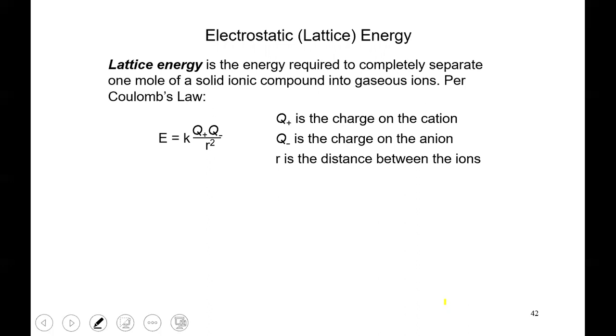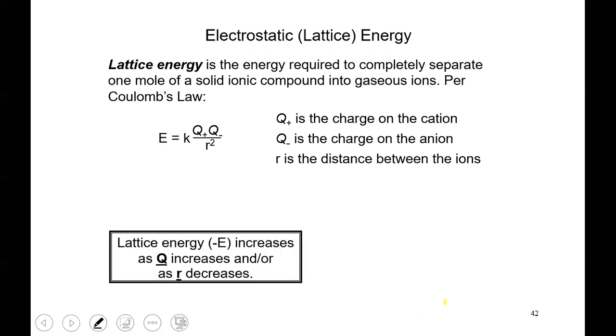What's important about this is the ratio. This tells me that this energy is going to be directly related to the product of the charges. In other words, the more charges, the bigger the number. And it's going to be inversely related to the distance between the ions. In other words, as the distance between the ions decreases, that energy increases. In other words, the more stable the ionic crystal lattice is.